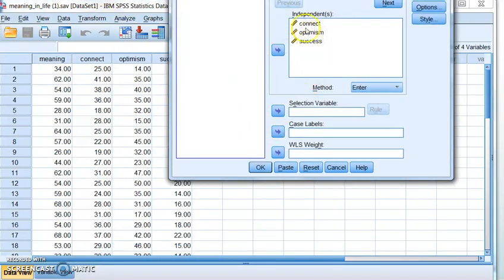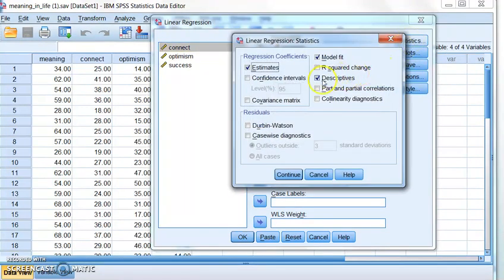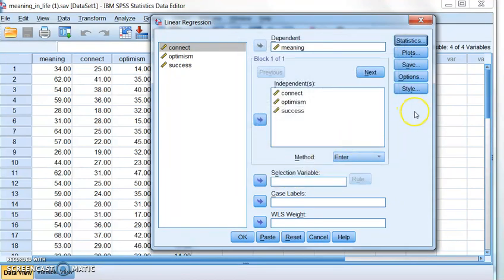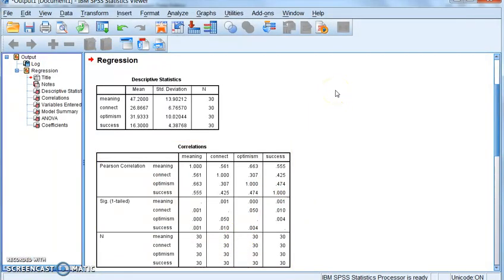select Linear. And what I'll need to do, and I've already done it here, is put meaning as the dependent variable, and then I've entered connectedness, optimism, and success as the independent variables. I'll also, under statistics, want to select estimates, model fit, and descriptive statistics, and go ahead and click continue, and then click OK. And when I do that, I get our output.